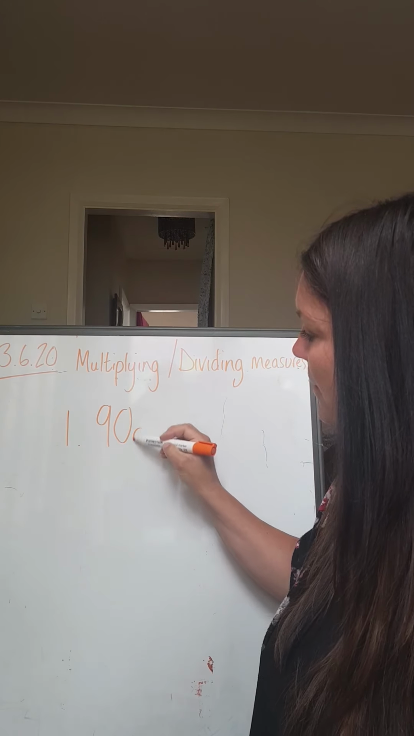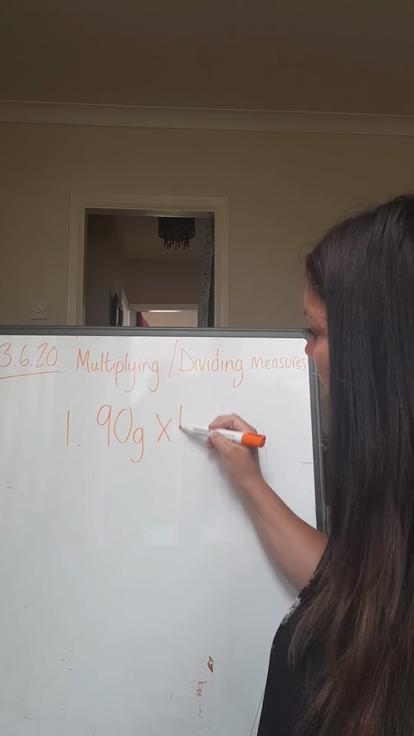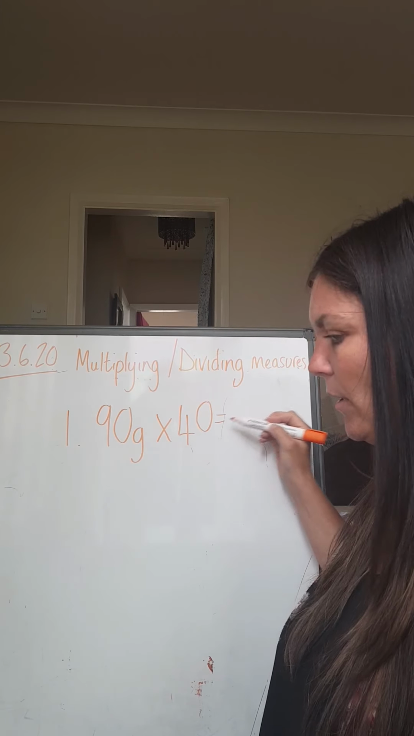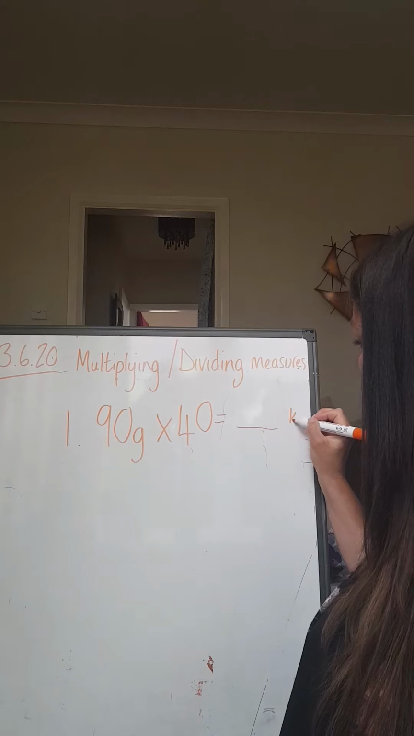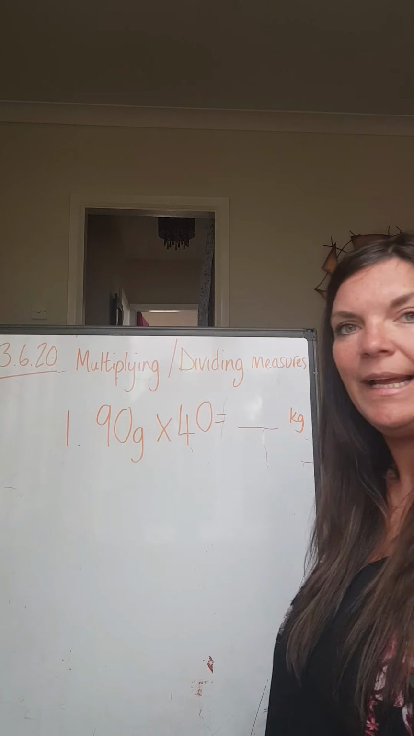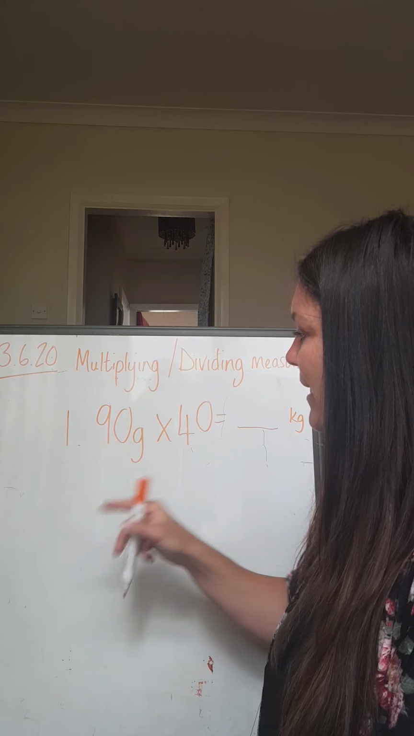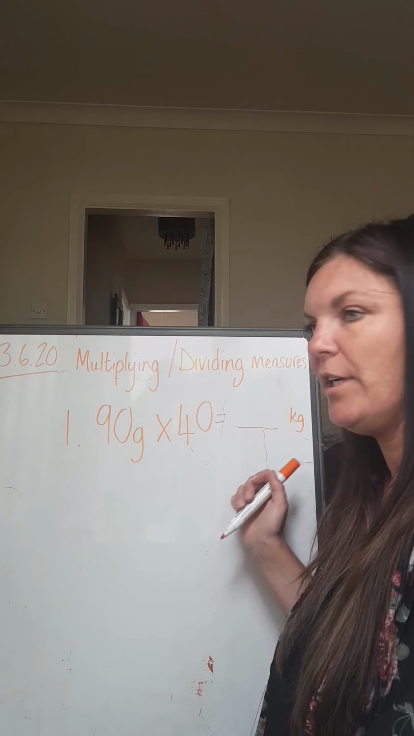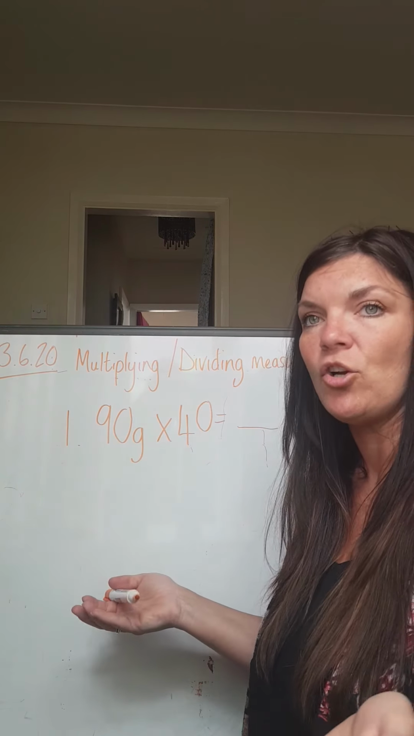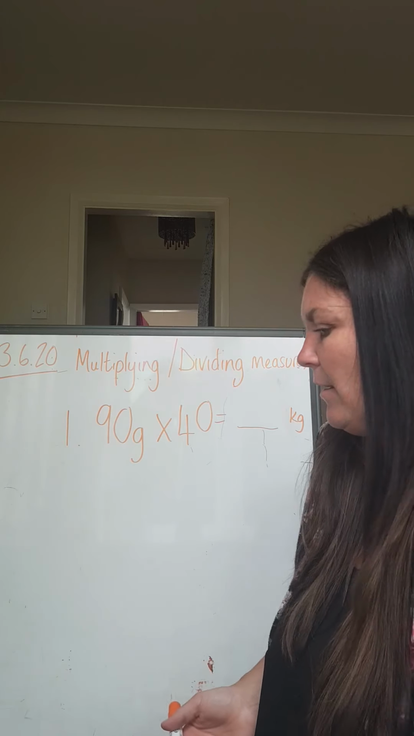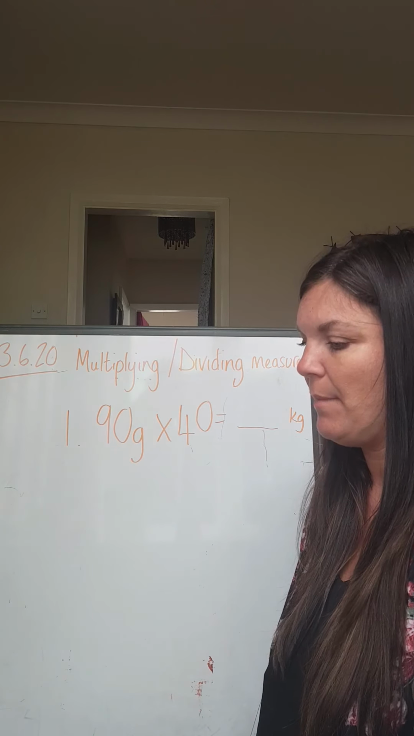90 grams times 40 equals, and then you'll notice at the end that it wants the answer in kilograms. So I think I might do it first and then convert it at the end. I'm definitely going to have to convert something right the way through today's maths.